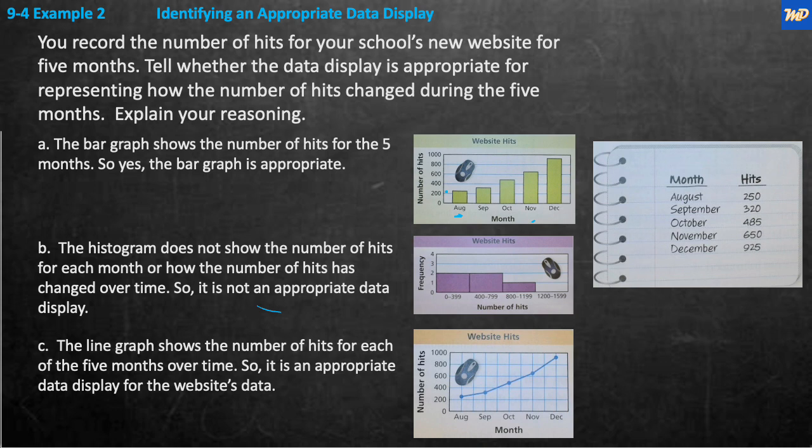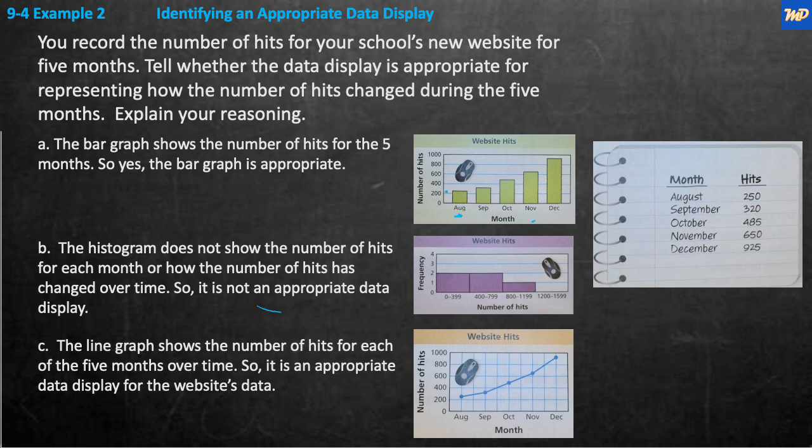They're just showing you the number of hits for a period. That's the category and the number of hits in that category. How about a line graph? A line graph shows the number of hits for each of the 5 months over time. So it is an appropriate data display, because just like the bar graph up above that curves up and shows you the data is curving up, you see the same curve here. And you can see that each month the hits are going up. If all of a sudden the hits went down, you'd see the drop too.